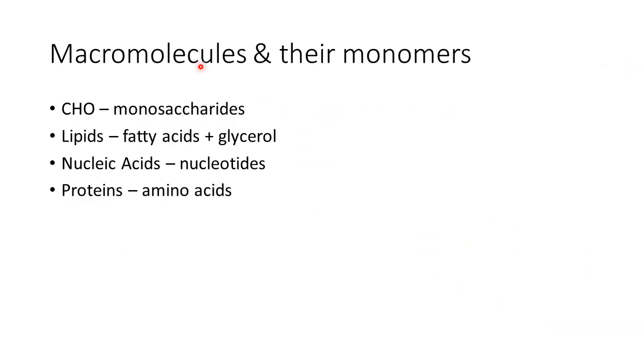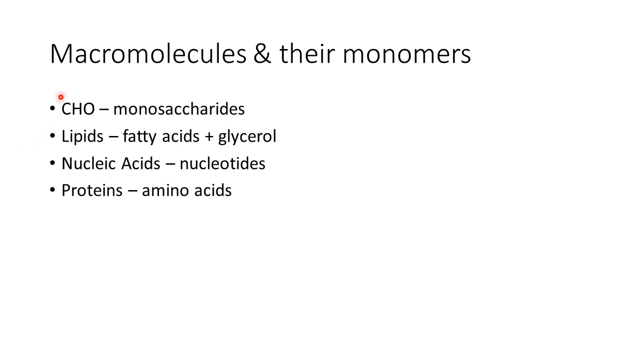So when we talk about macromolecules, macro meaning big, we have to understand what their monomers are. Monomers are the individual units that make up macromolecules. Macromolecules are going to be a chain of individual single units, and that single unit, or monomer, mono meaning one, is going to be the single unit. You should know what each one of these is.